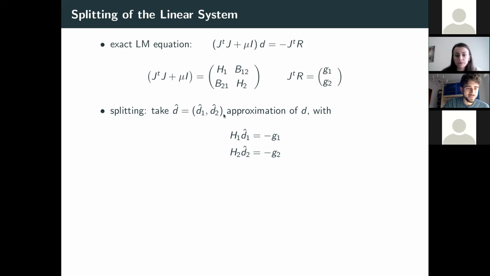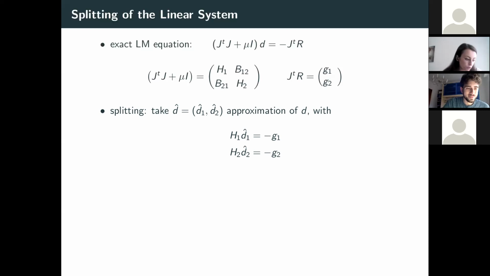So the quality of this approximation, so how close D hat is to the exact Levenberg-Marquardt direction, depends, of course, on how many non-zero elements we are disregarding. So how many non-zero elements we have in these anti-diagonal blocks. And this is something that is decided when we decide how to split variables. So basically, if we use this approximation here, once we do the splitting, so once we decide how to partition our variables, there is nothing else that we can do in order to improve the quality of the approximation.